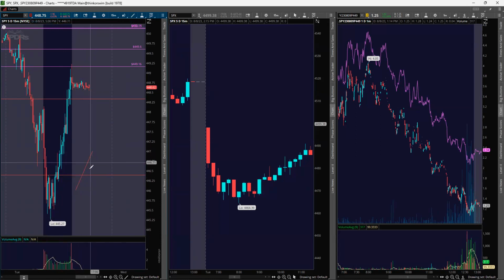Right? Let's just use this as an example. This is only one contract. You're either going to be taking the 446 or you are going to be taking the 447.